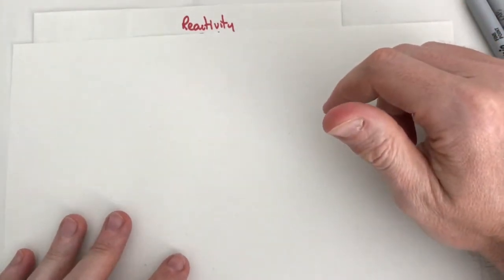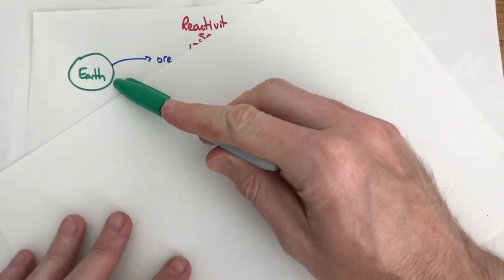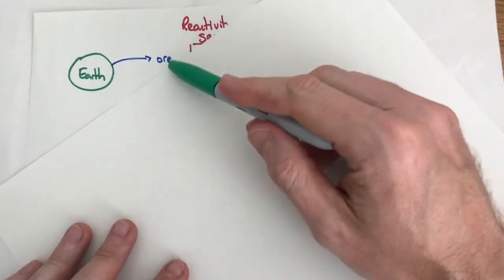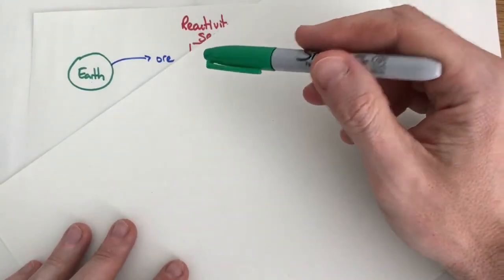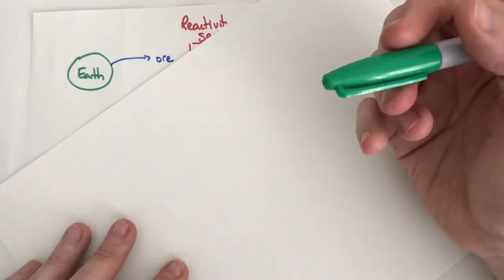Okay, in this video we're going to have a look at the extraction of metals from the ground and how the position in the reactivity series affects how we find the metal in the Earth's surface. Okay, so you should remember that the metals we're extracting come from the Earth, and when we dig them out of the Earth they are called ores. Okay, so the ore comes from the Earth and the ore contains the metal compound that we want to find.